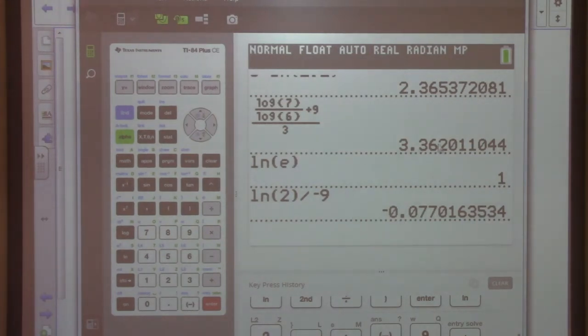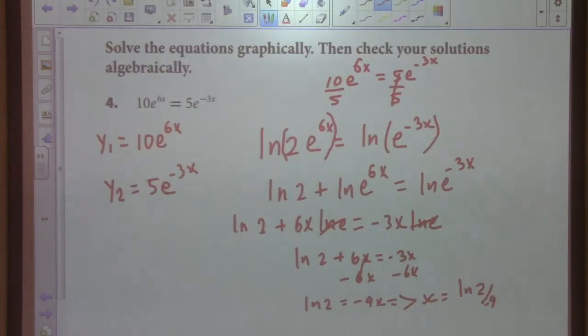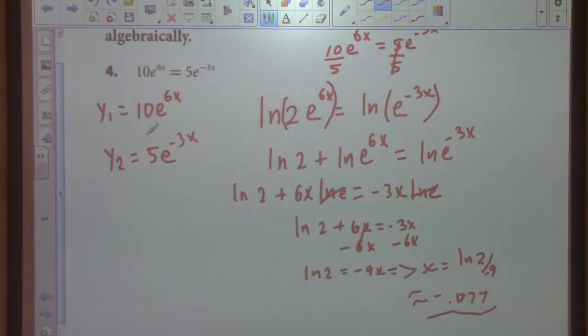Yeah. Now I think, again, negative 0.077. Again, what I think the textbook writers are saying is we're still solving graphically, but we also want to transition into being able to solve these algebraically as well. And so you confirm what you found graphically. Questions on that one?